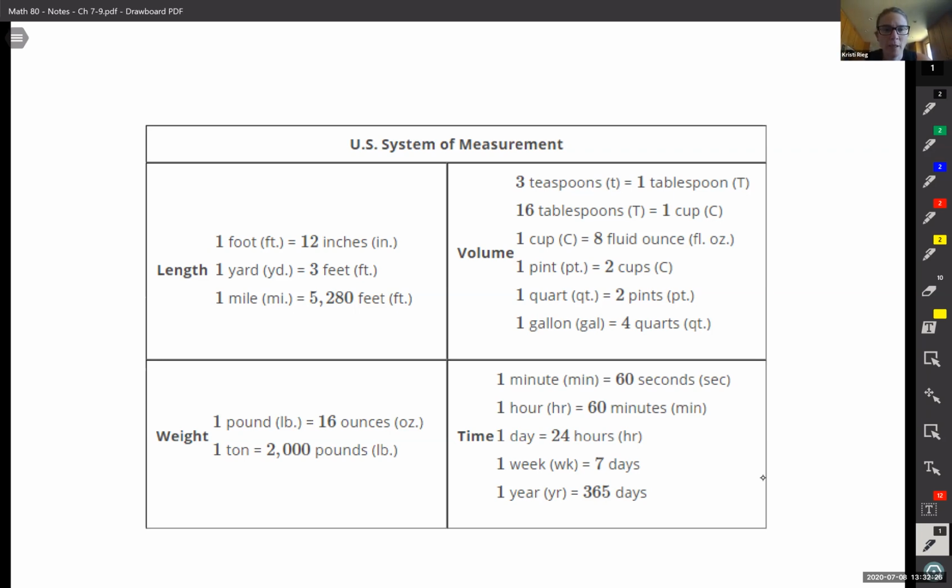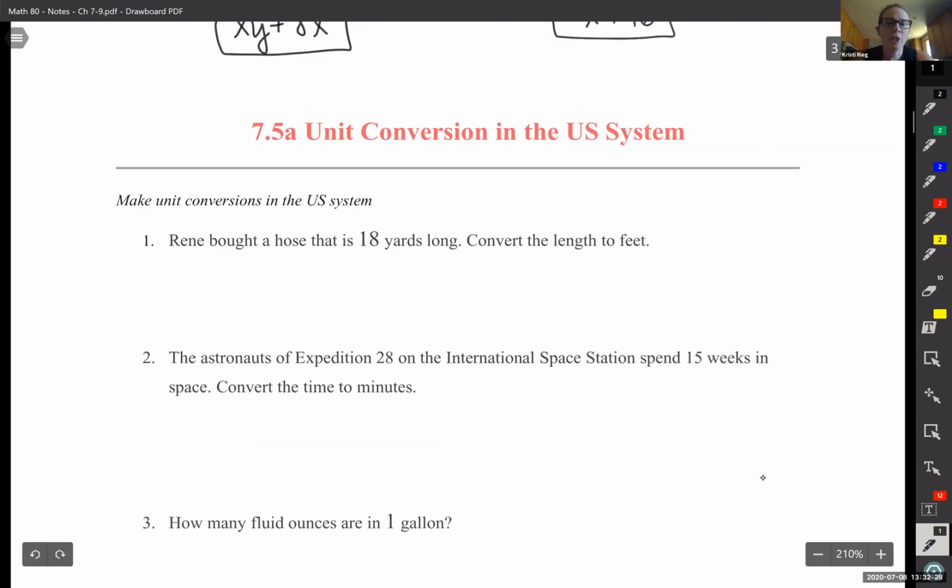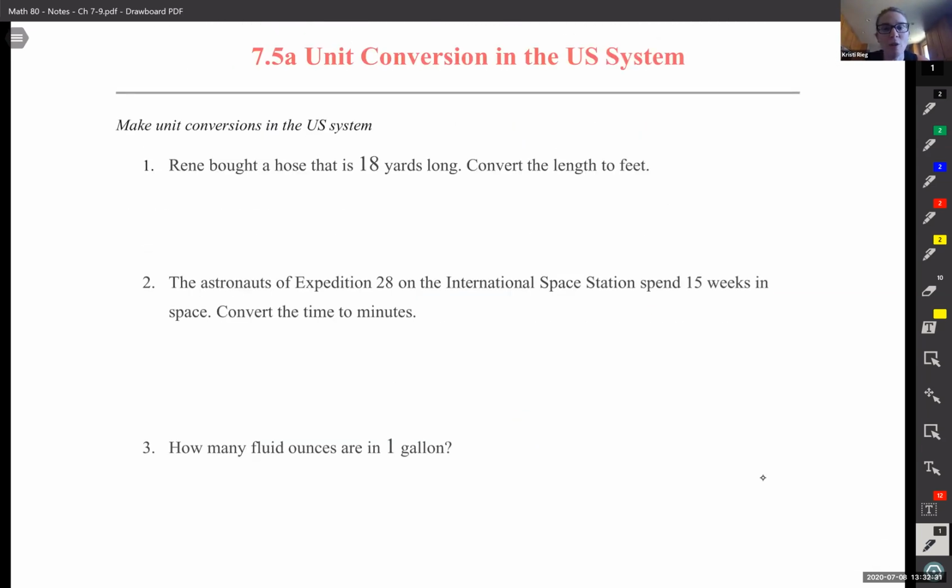So number 1 says we're going to be making conversions in the US system. Some of these you just know off the top of your head. 1 and 2, you probably know how to do these conversions without a chart. 3, it's a little trickier. You might not know that one. And so the whole key to this is fractions. And so what do we start with here? We start with yards. So we have 18 yards. And it's just 18, so it's 18 over 1. And what we want to do is cancel out the yards and go to feet.